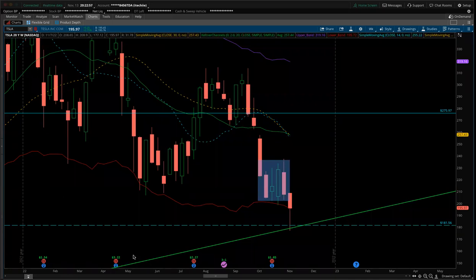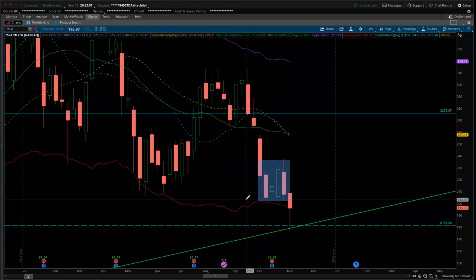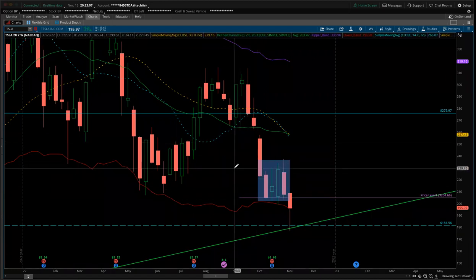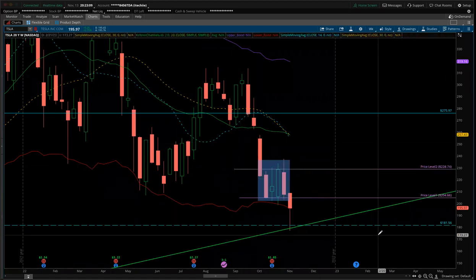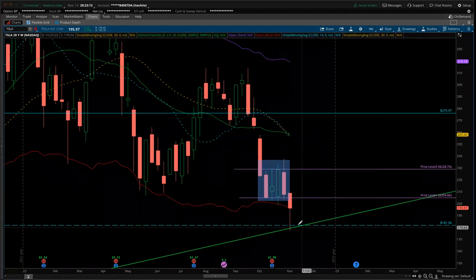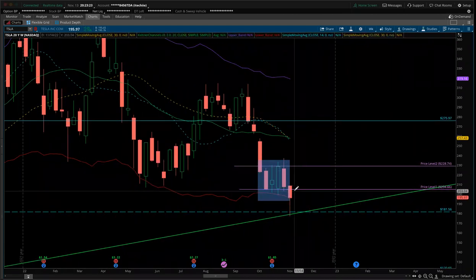So let me get my horizontal tool. I'm going to go here. I'm not going to focus on the wicks of these 4 candles. I'm going to focus on the bodies of these 4 candles. Now, this is going to be our range, 228, and we're currently at 195. So that's about 30-ish points.